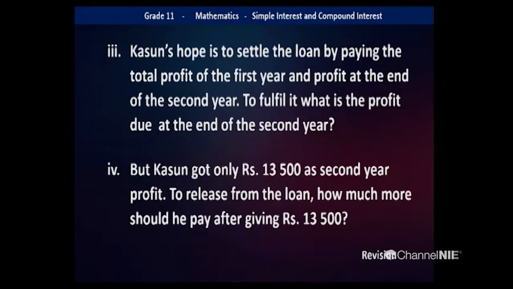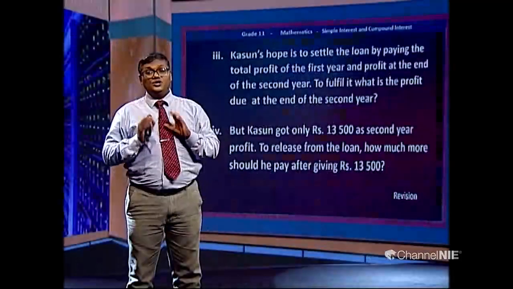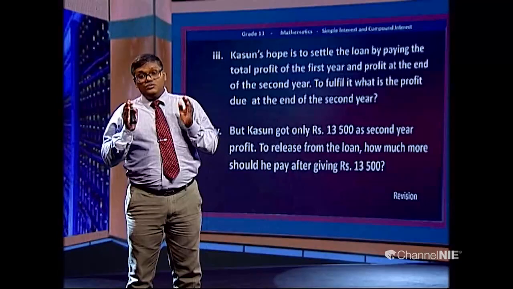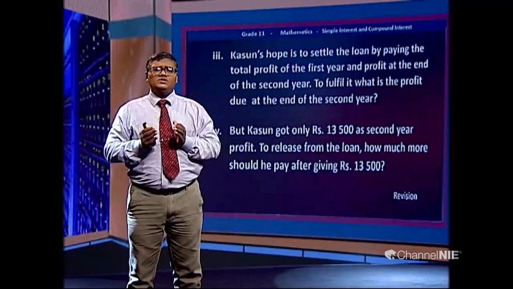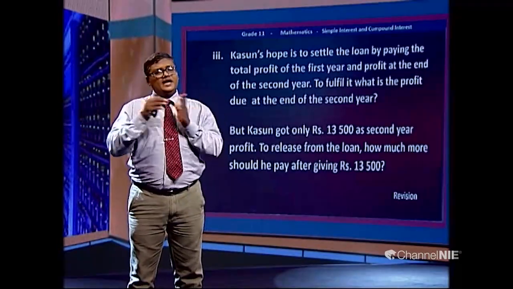Third part, Kasun's hope is to settle the loan by paying the total profit of the first year and profit at the end of the second year. Now what he expects? Now first year you know there is some profit, you have already calculated. Then second year he is going to use the second year profit and settle the loan. How to settle the loan? Just pay in interest? No. To settle the loan, you have to pay the principal amount and interest. Now the term amount is the addition of principal and interest.